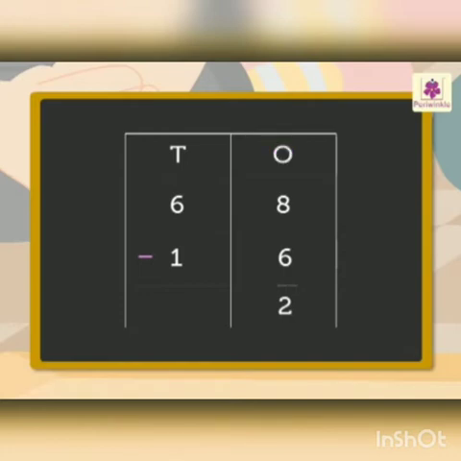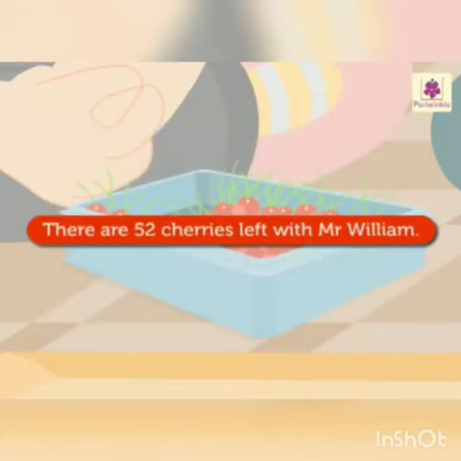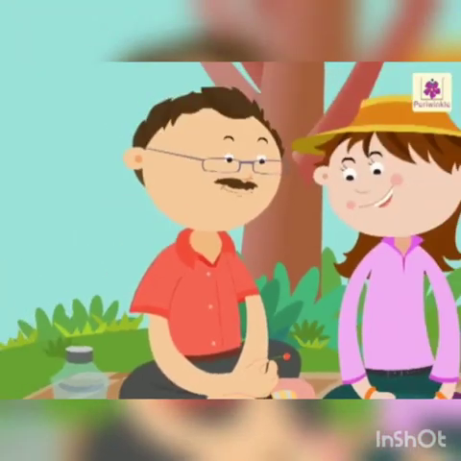Now, subtract the number 1 from 6 in the tens column. We get the answer 5, which we write in the tens column. Thus, we get the number 52. There are 52 cherries left with Mr. William. Let's eat the remaining ones also.